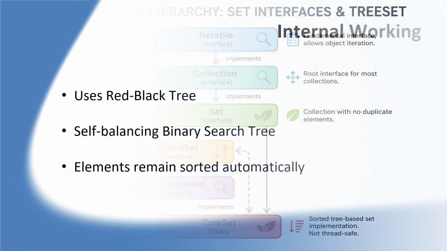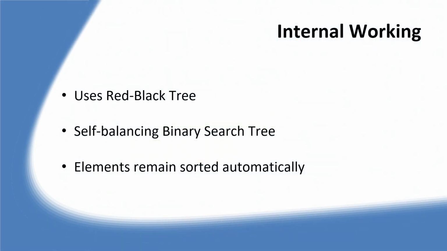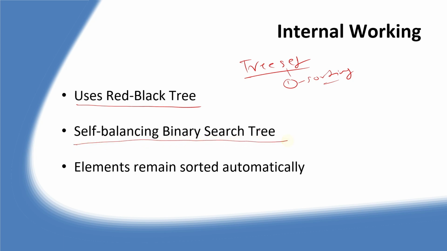So let's look at the internal working of the TreeSet. Whenever I say TreeSet, the first point that should come to mind is sorting. It will provide sorting. The next point is that it uses a red black tree. It is a self-balancing binary search tree. What is a binary search tree? What is self-balancing? What is a red black tree?